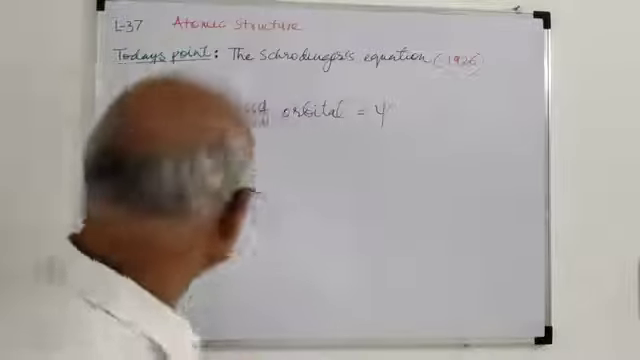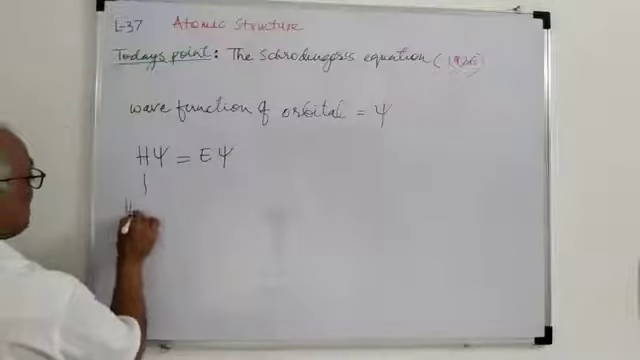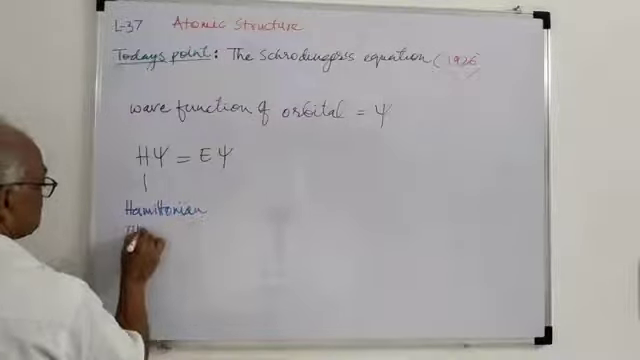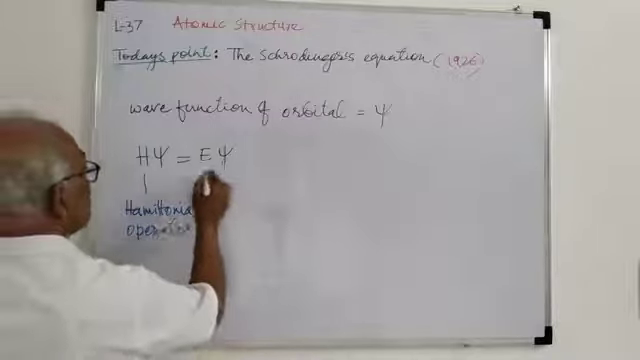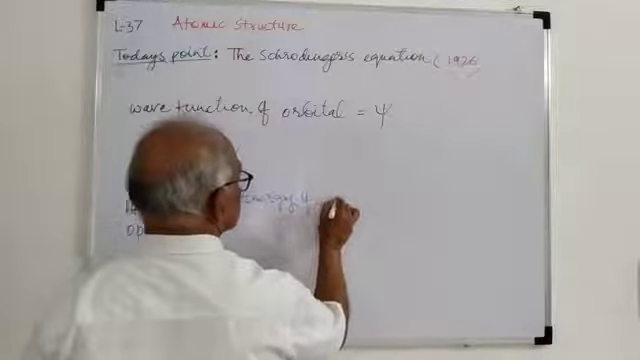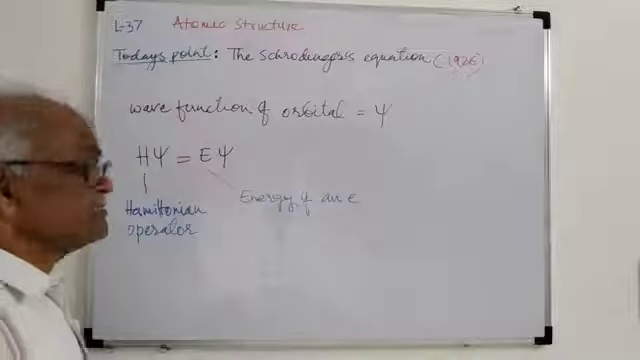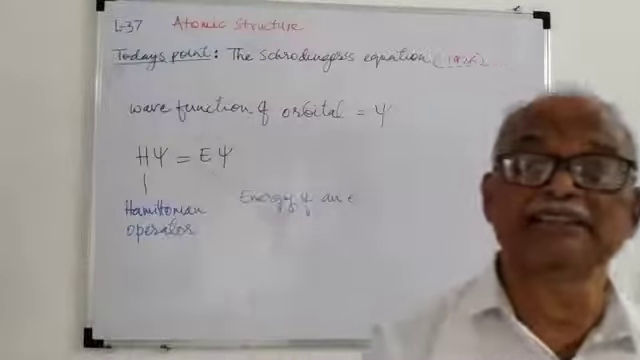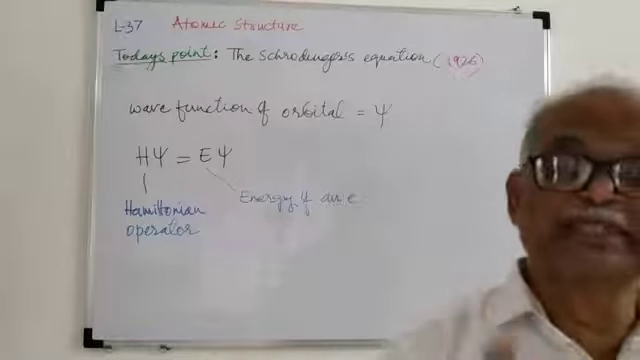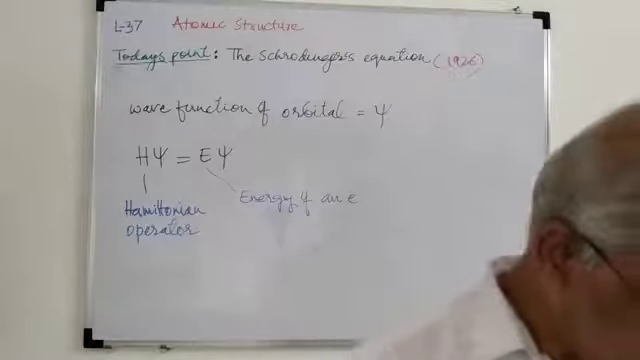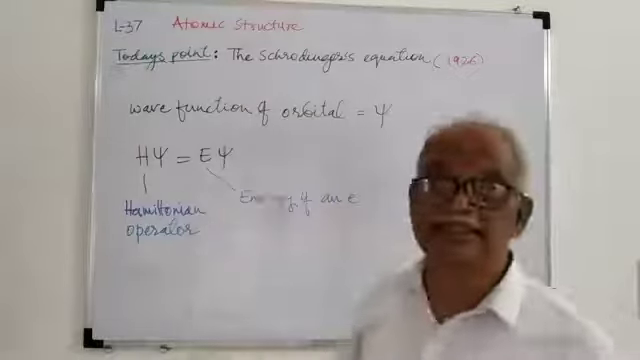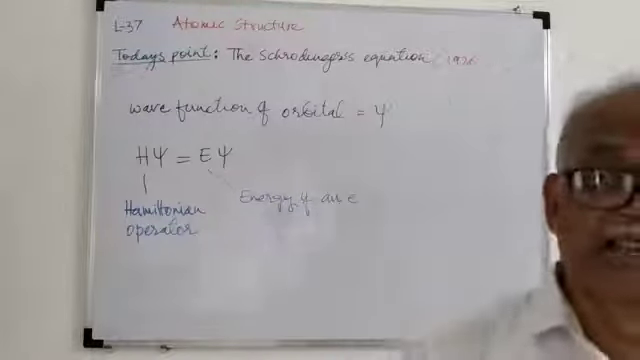Here H is the Hamiltonian operator, and E is the energy of an electron, specifically of the orbital in which it is located. So this is the short form of the Schrodinger's wave equation. Here H is the Hamiltonian operator, E is the energy of an electron, and psi is the wave function of an electron, or we can say the orbital.